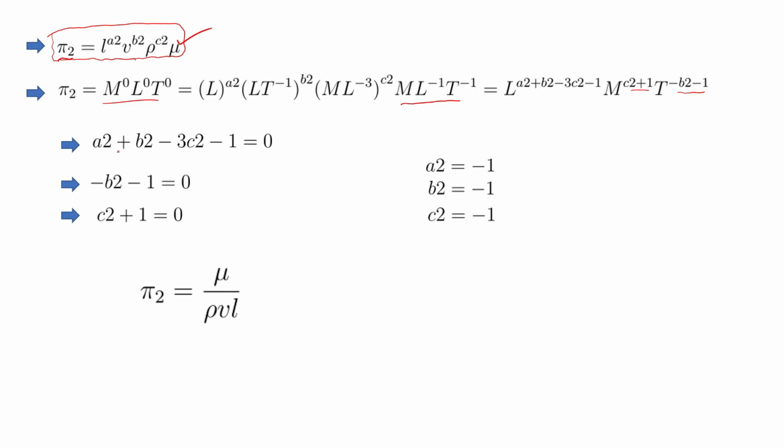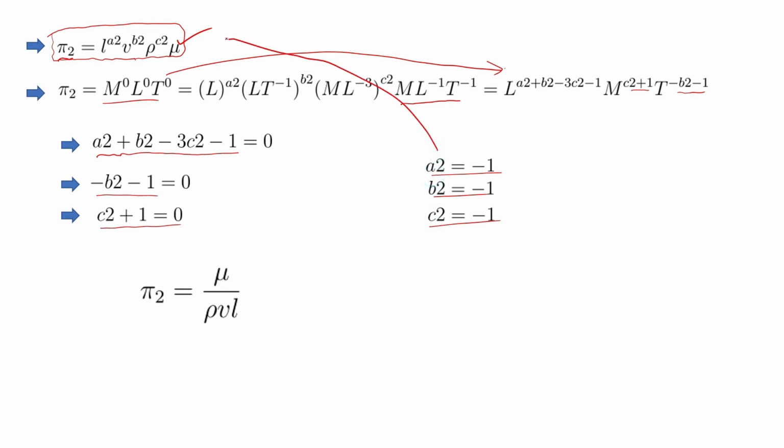If you add this, you will get, so if you solve this, compare these two equations, you will get A2 plus B2 minus 3C2 minus 1 is equal to 0, minus B2 minus 1 is equal to 0, C2 plus 1 is equal to 0. And if you solve this, you will get C2 is equal to minus 1, B2 is equal to minus 1 and A2 is equal to minus 1. So if you write this here, you will get pi 2 is equal to mu by rho VL. So actually if you check that, you will understand that this is rho VL by mu, it is 1 by Reynolds number.